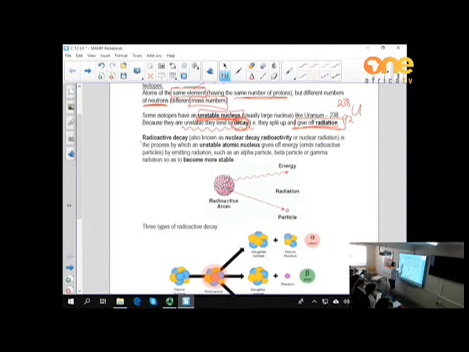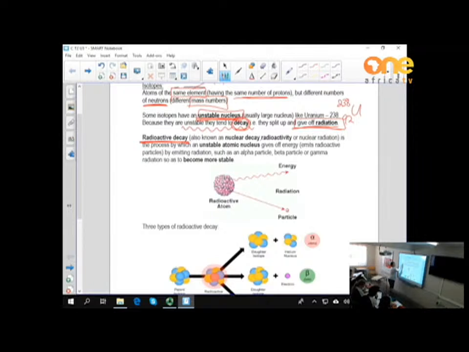Now, radioactive decay, not all elements undergo radioactive decay. For example, carbon. Carbon has got 2 very common isotopes, carbon-12 and carbon-14. Carbon-12, how many protons does carbon have? 6, it's atomic number 6. So carbon-12 will have 6 protons, 6 neutrons. But carbon-14 will have 6 protons and 8 neutrons. This makes carbon-14 unstable, and carbon-14 is radioactive. All right.